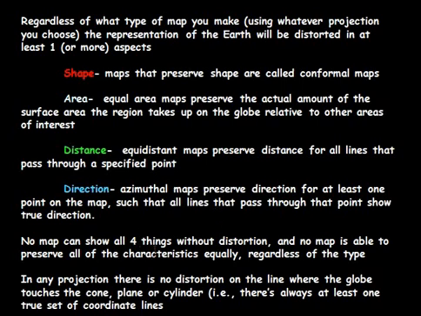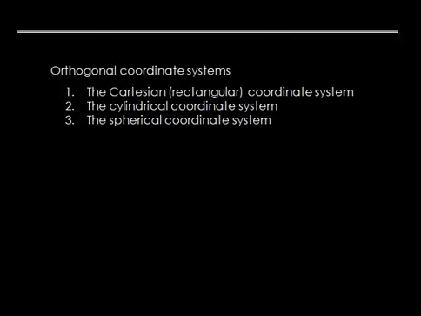No map can show all four things without distortion, and no map is able to preserve all of the characteristics equally regardless of the type. In any projection, there is no distortion on the line where the globe touches the cone, plane or cylinder. That is, there is always at least one true set of coordinate lines. The orthogonal coordinate systems are classified into three types. One is Cartesian, which is called the rectangular coordinate system. Number 2, cylindrical coordinate system. Number 3, spherical coordinate system.